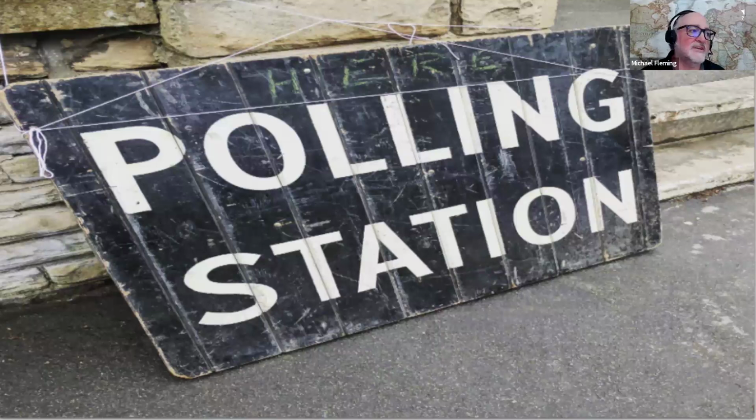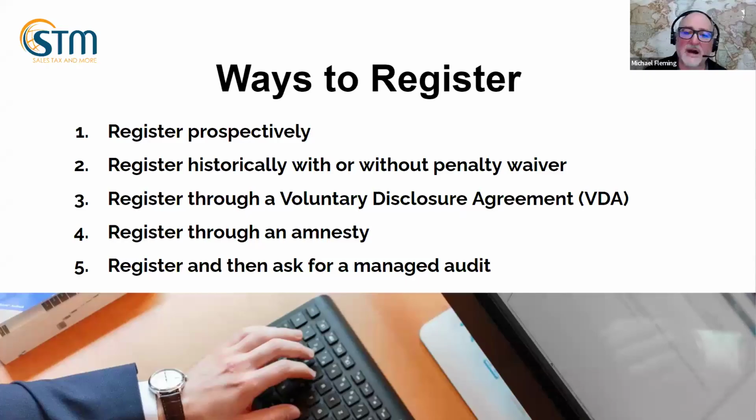All right, I'm going to change slides here while you're wrapping that up. And here are the ways to register. You can register prospectively, which is using a current date or a date in the future. You can register historically, and you can do that with or without a penalty waiver, and that's using the actual date that Nexus began. You can register through a voluntary disclosure agreement or VDA. You can register through an amnesty, or you can register and then ask for a managed audit.